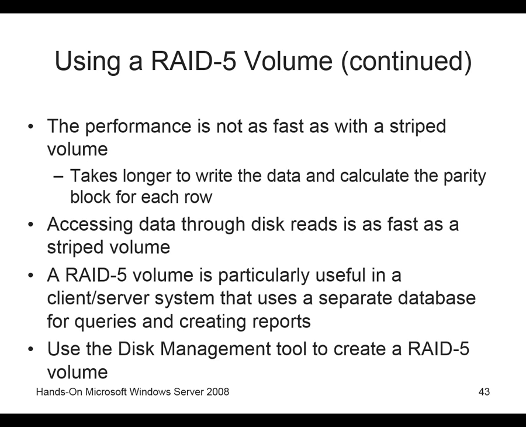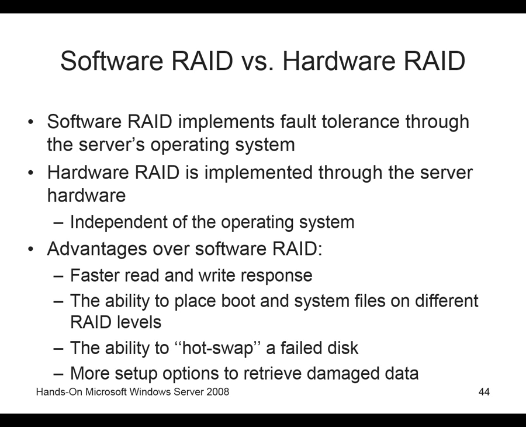Mirroring's a lot faster than striping, because striping has to take it and break it apart and put it over different hard drives, where mirroring can write at the exact same time because it's doing the exact same thing. Basically, software RAID works through the operating system to create its fault tolerance. That's really all you need to know about software RAID. It allows you to do hot swap.